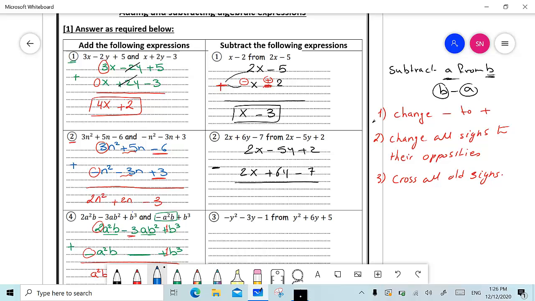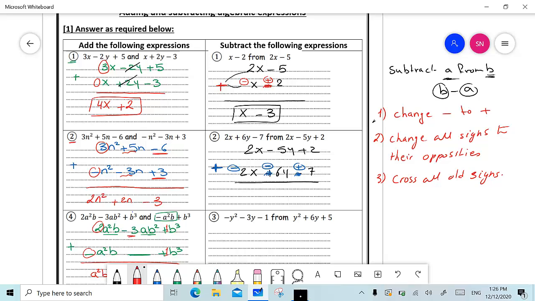The first step we make, we change the subtraction to addition and change also all the signs to their opposite. Positive 2, so now it's negative. Positive 6, so now it's negative. Negative 7, so now it's positive. And don't forget to cross all the old signs in order not to get confused.